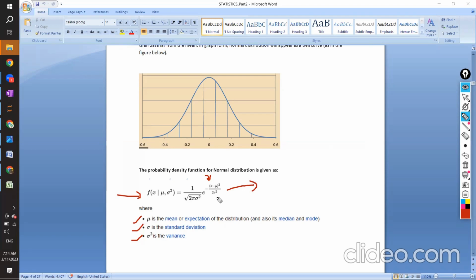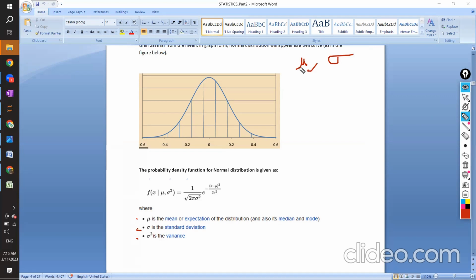Now what are the factors? Understand carefully, what are the factors that are influencing this distribution? Mu and the variance or standard deviation. If you know the standard deviation, you can calculate the variance, right? So mainly mu and the standard deviation are the two values which are affecting the normal distribution. That means, understand this important point: mu and standard deviation are the two fundamental parameters of a normal distribution.